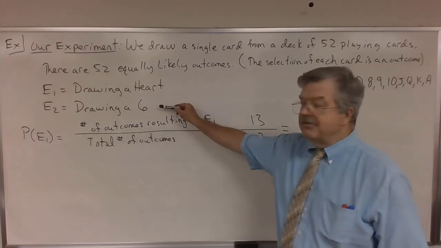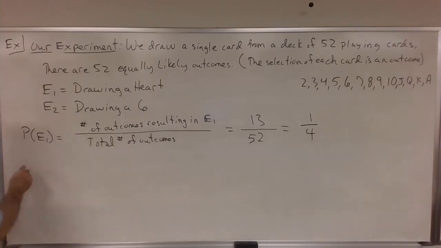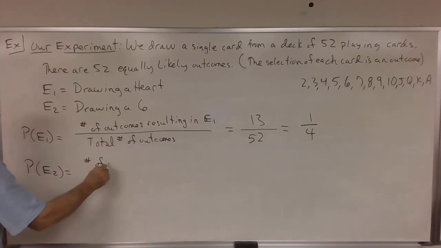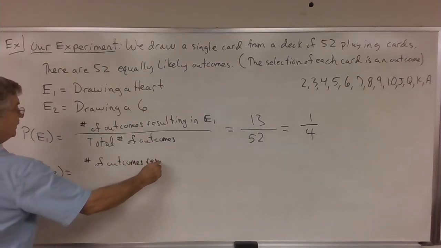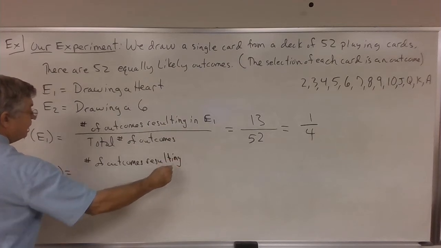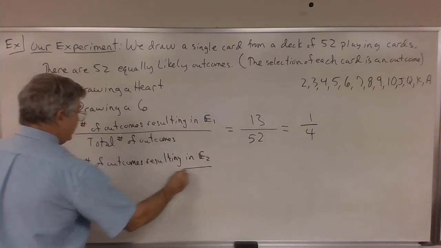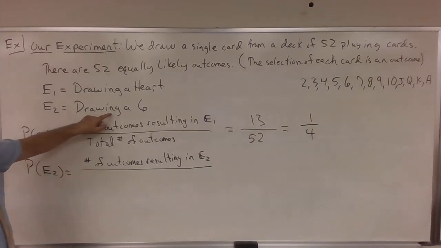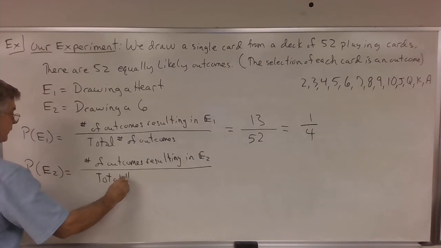Now let's look at E2, the event of getting a 6. This probability is the number of outcomes resulting in E2, that is the number of outcomes that result in a 6, over the total number of outcomes.